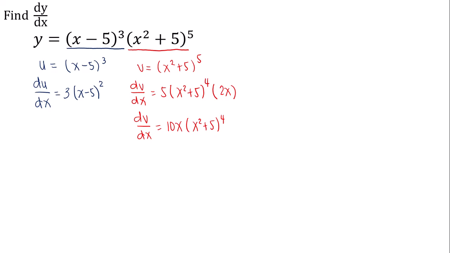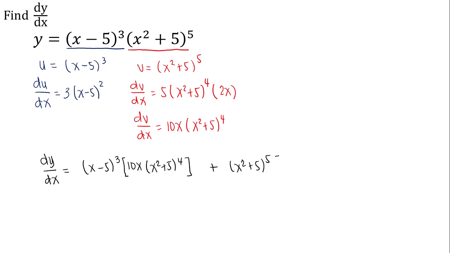Now we have u, we have v, we have du dx, we have dv dx. We can now apply the product rule. In the product rule, dy dx is u dv plus v du with respect to x. So dy dx is equal to u, which is x minus 5 cubed, times dv dx, which is 10x times x squared plus 5 to the power of 4, plus v, which is x squared plus 5 to the power of 5, times du dx, which is 3 times x minus 5 squared.